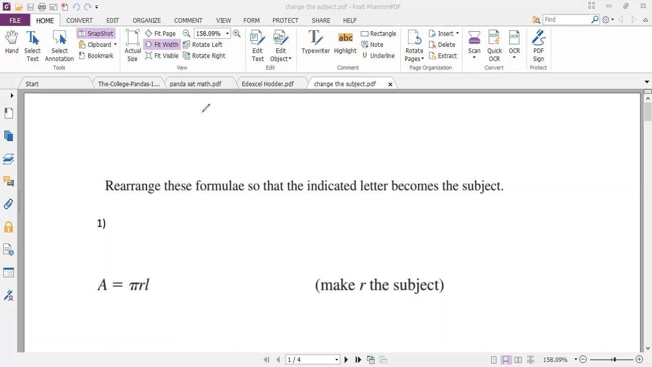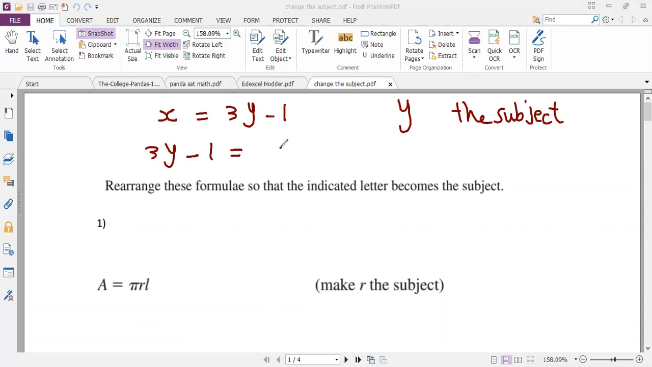If I have something like x equals 3y minus 1, and I want to make y the subject, how can we make y the subject? We can switch sides and write 3y minus 1 equals x. And I want to get rid of minus 1. So we can get rid of minus 1 by adding 1 to both sides. So 3y equals x plus 1.